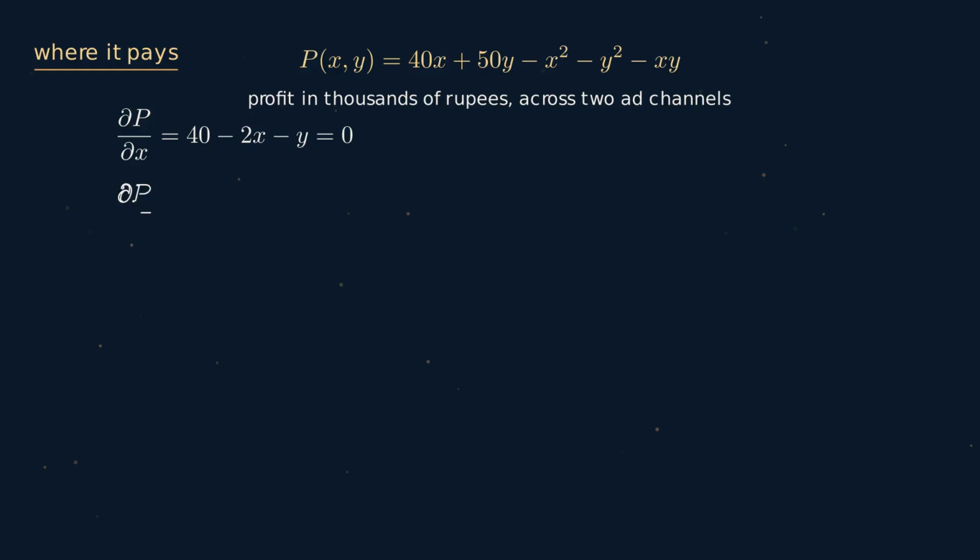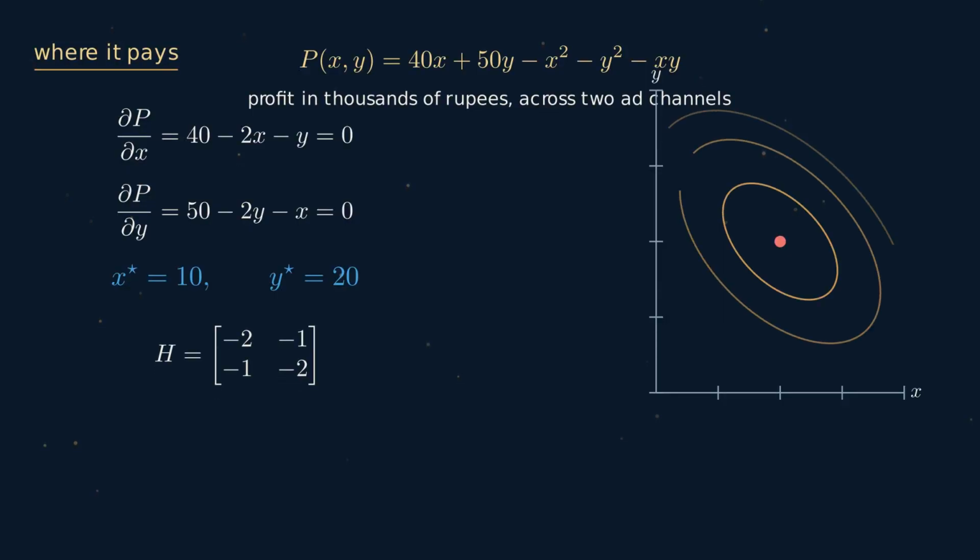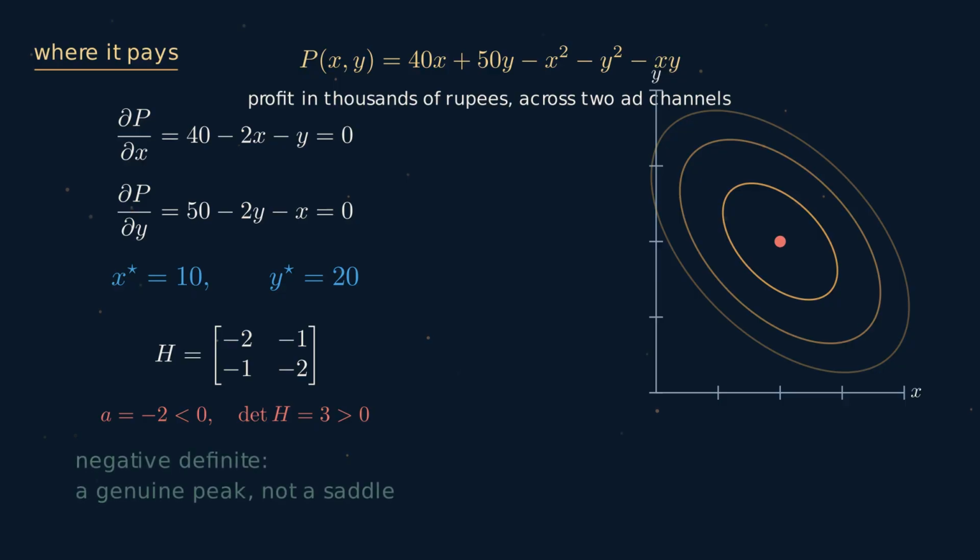Stage 1. Set both partial derivatives to 0. That leaves two straight lines, 2x plus y equals 40, and x plus 2y equals 50. They cross at x equals 10, y equals 20. Stage 2, which is the stage people skip. Check the curvature before you celebrate.